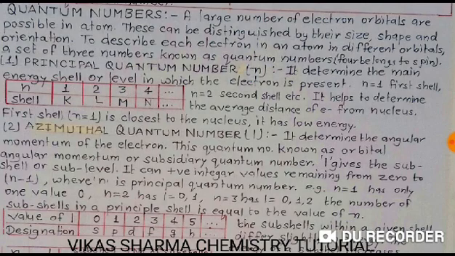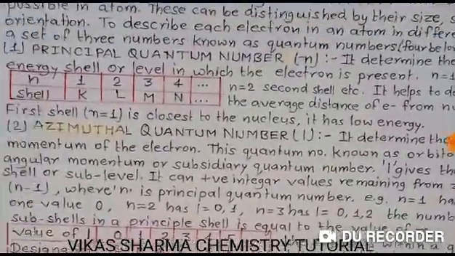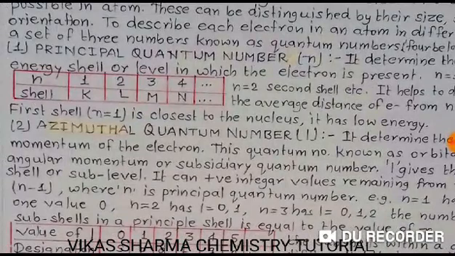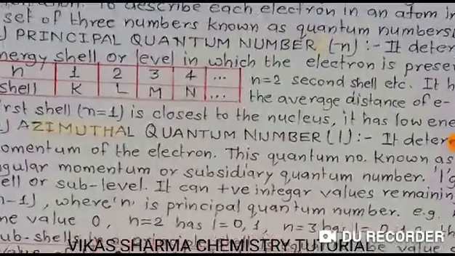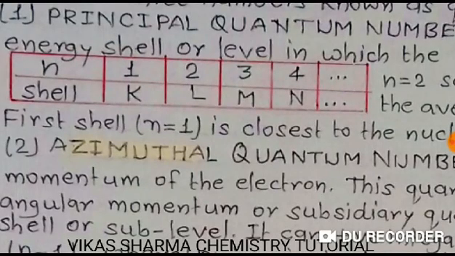There are three of them. The first one is the principal quantum number, denoted by the letter small n. It determines the main energy shell or level in which the electron is present. n equals 1 means first shell, n equals 2 means second shell, etc. It helps to determine the average distance of the electron from the nucleus. The first shell is closest to the nucleus. It has low energy. Students, you have seen on the display n equals 1, 2, 3, 4.